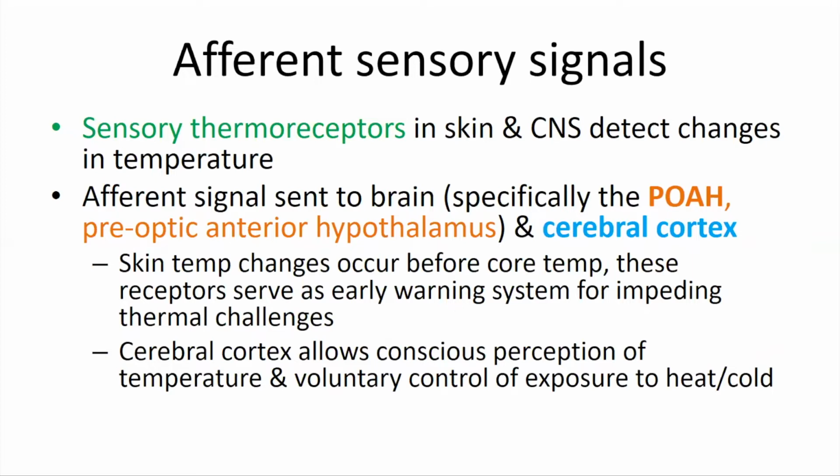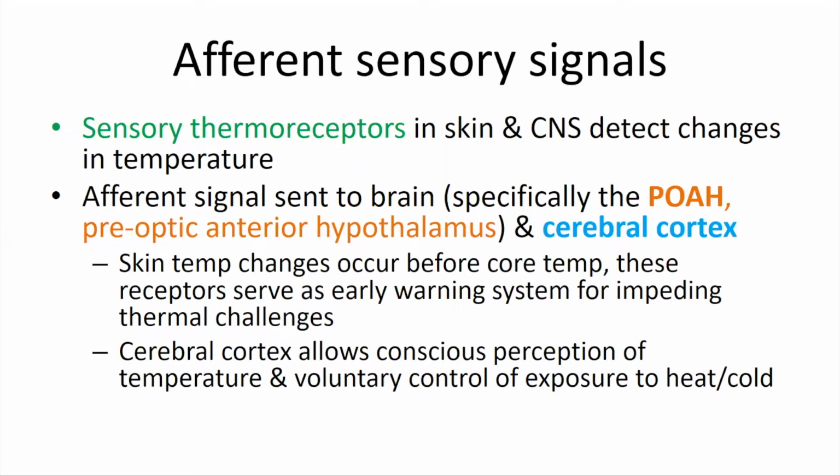So skin temperature changes occur before core temperature, and this allows for behavioral changes to happen before physiological changes. For example, if you walk outside from an air-conditioned room out into a very hot and humid day, your skin temperature will sense the heat. So your behavioral adaptation would be to remove your jacket first. And this happens before the onset of sweating, which would be your physiological response to heat gain.